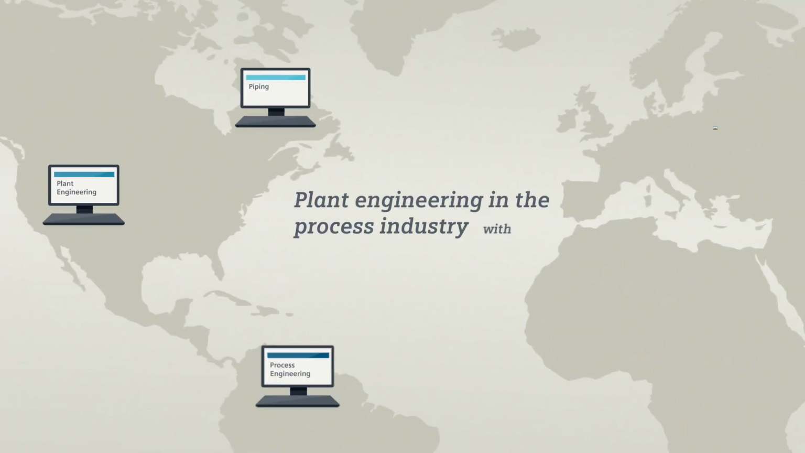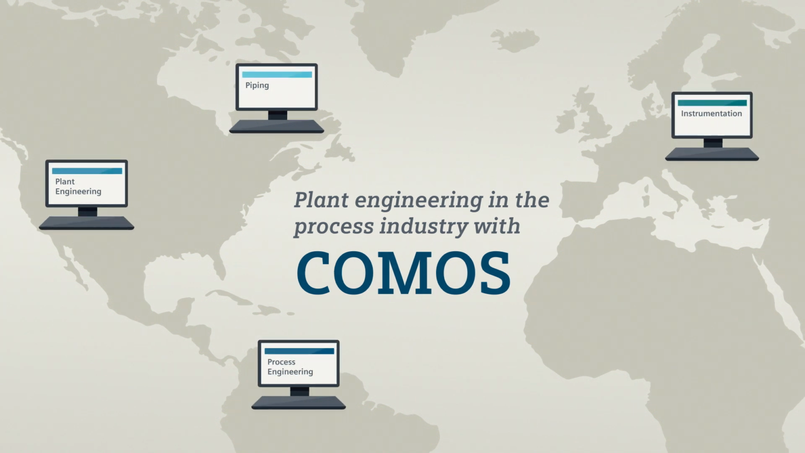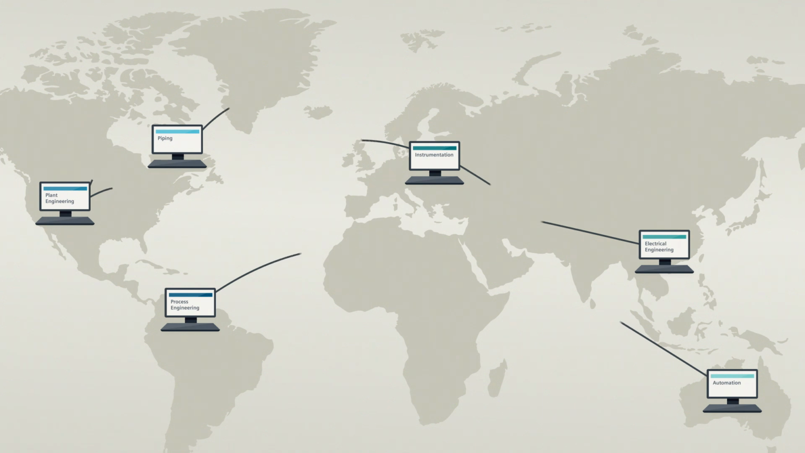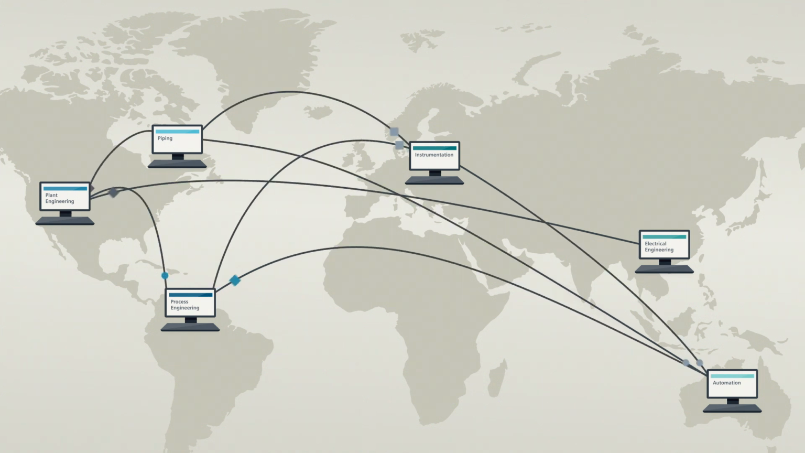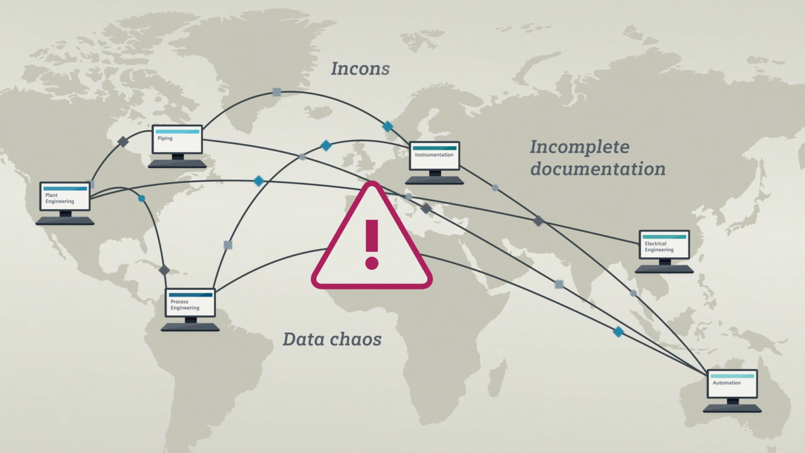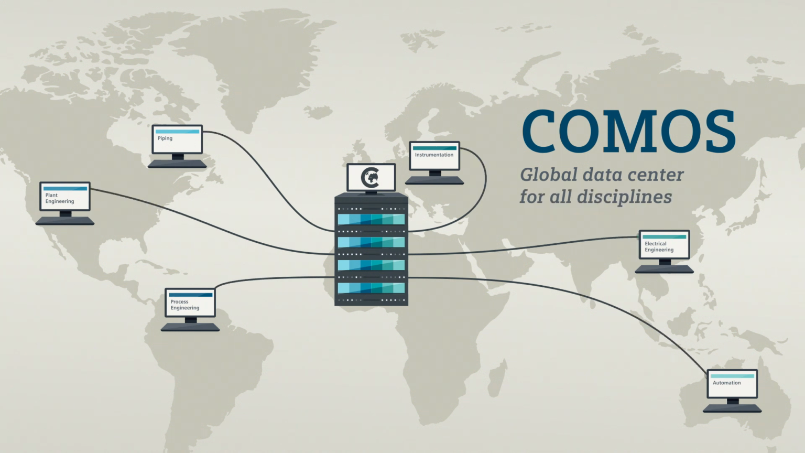Plant engineering in the process industry is a huge challenge for all involved parties. A broad range of disciplines are involved at locations distributed all over the world and juggling with a variety of engineering systems. This results, at least in, data chaos, incomplete documentation, inconsistencies, or a lack of performance. With COMOS, this is a thing of the past.